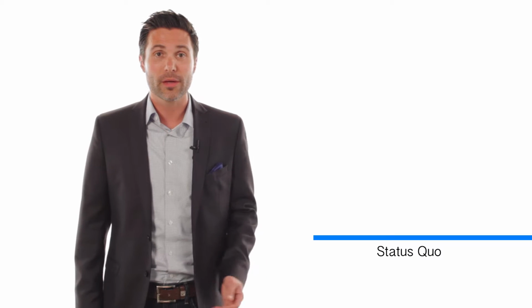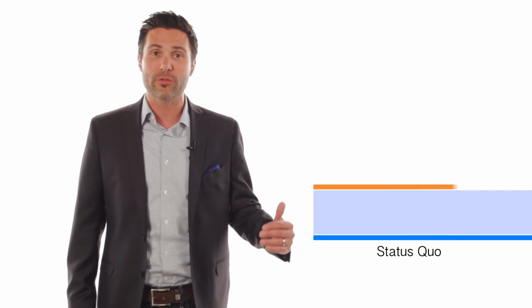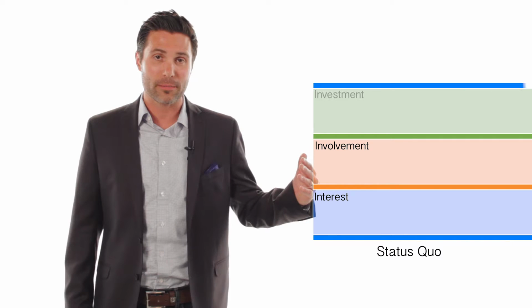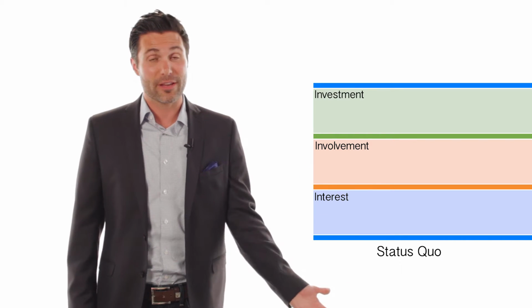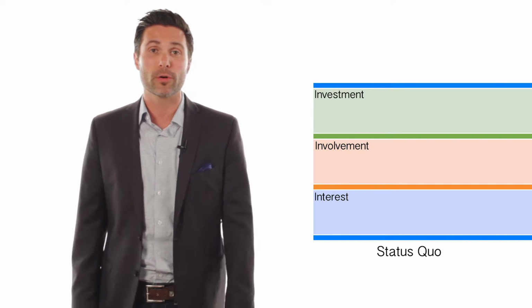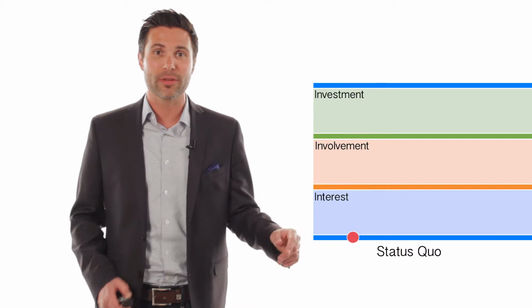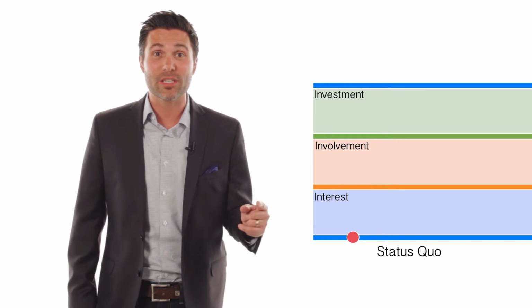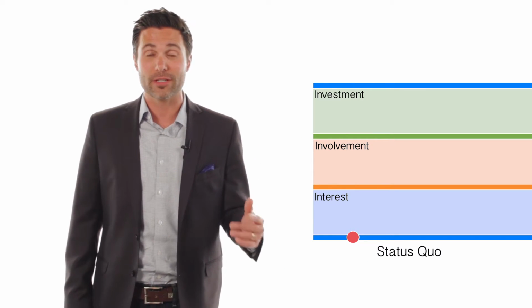Imagine this blue line represents the status quo. This is where your potential donors live. Frankly, this is where everybody lives. Now, in order to get somebody to give a gift, I have to move them through 3 different levels: interest, involvement, and investment. But the problem is everybody's down here in the status quo. So what do we need? We need an interrupter, something that arrests attention and gets somebody to move into that very first phase of interest.